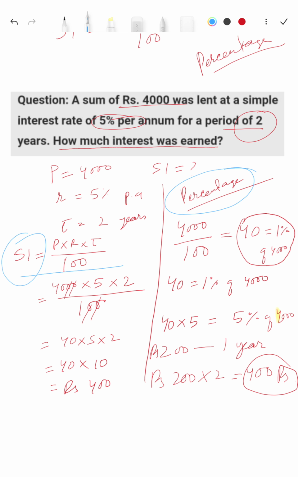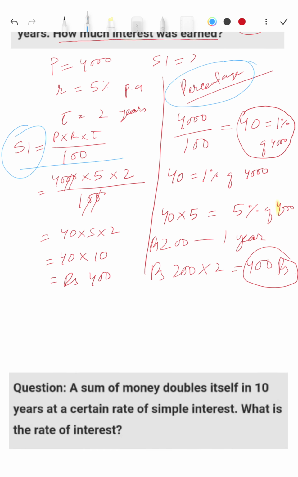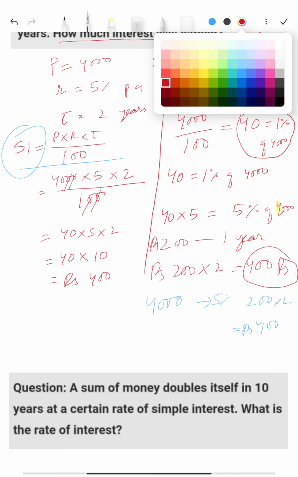So in a simple way, what you do, just find out the percentage of 4,000, that is equal to 200 for 5%. Now multiply with 2, you get 400. So that is all now. It is good to know both ways.